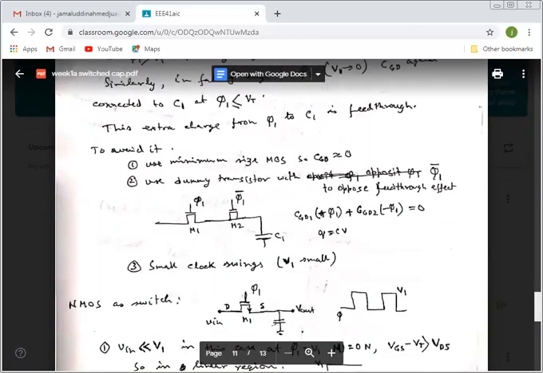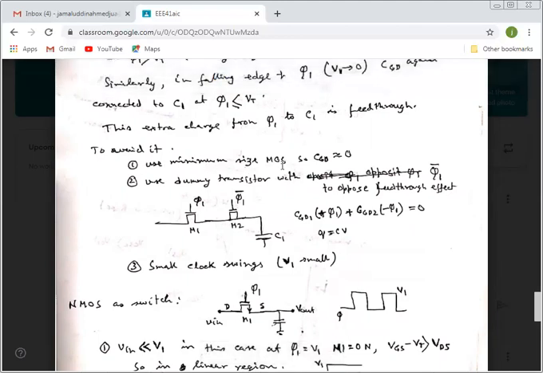So what do we do? How to eliminate this extra charge because of this feed through? Use minimum size of MOSFET. If the size of the MOSFET is smaller, the CGD, gate to drain capacitance, is almost small, like 0. So it will not have any effect. So a smaller transistor is one option.